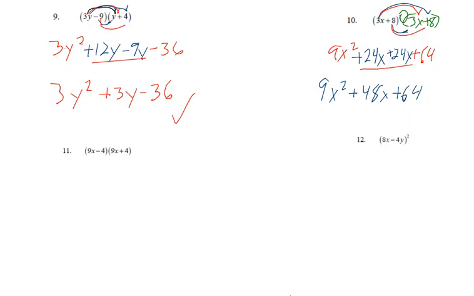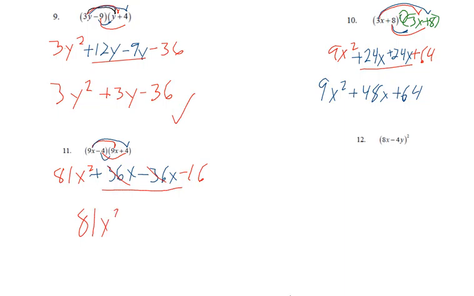11, more FOIL. So first 9x and 9x is 81x². 9x times 4 is 36x. Negative 4 times 9x is negative 36x. And negative 4 times 4 is negative 16. Again, the middle terms combine, but because they're the same but different signs, they're going to cross off. So whoever's left standing, 81x² minus 16, that's the answer.